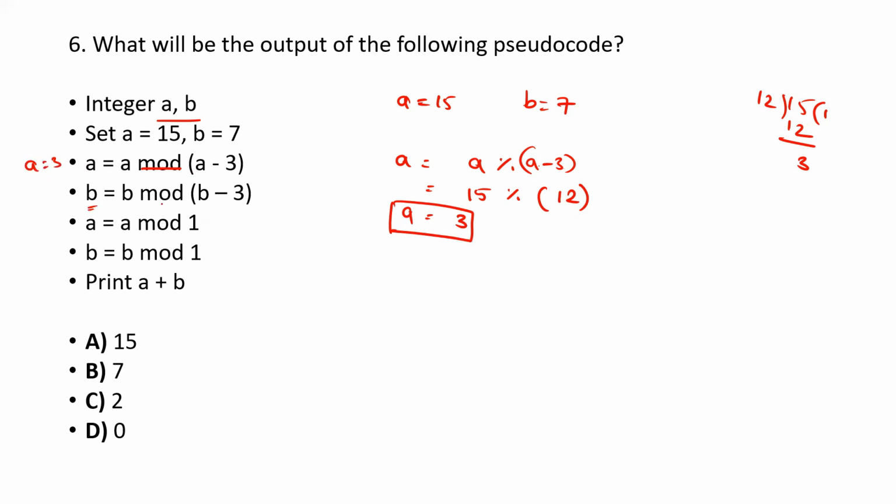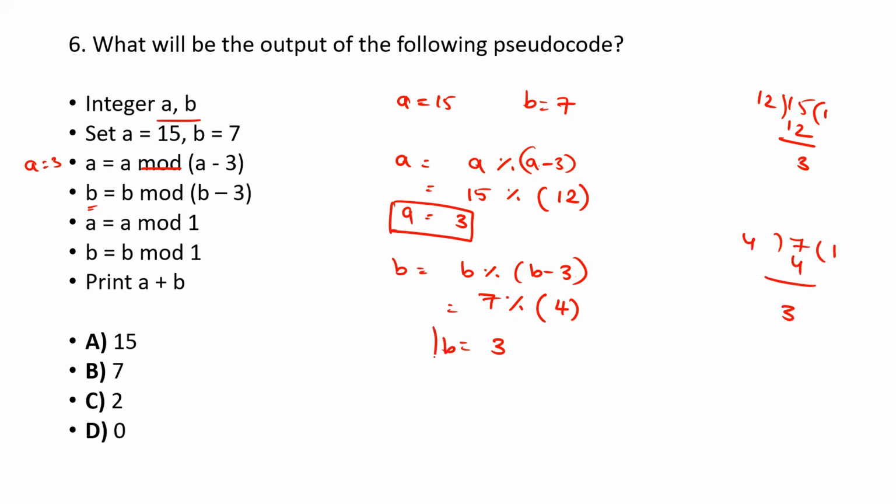Now what will be B here? So B is equal to B percentage B minus 3. Now what is the value of B here? B we have got as 7. Now we will find percentage of 7 minus 3. 7 minus 3 is 4. So what is 7 percentage 4? 7 percentage 4 is 3 again, because if you do the same thing, 4 ones are 4, 7 minus 4 is again 3. So the value of B will also be 3. Now A value will be 3, B value will be 3.